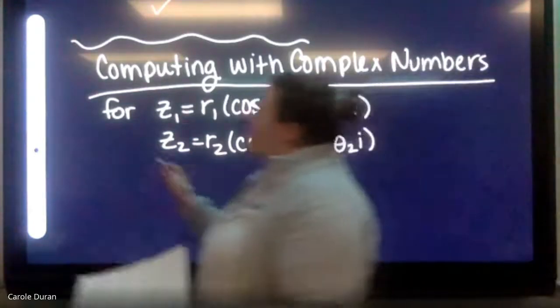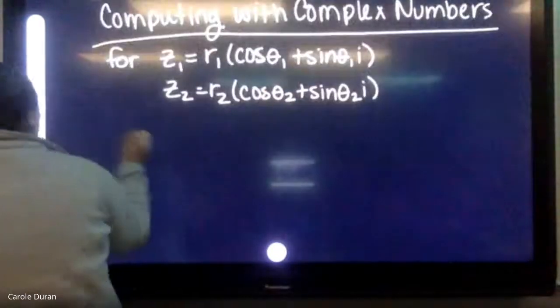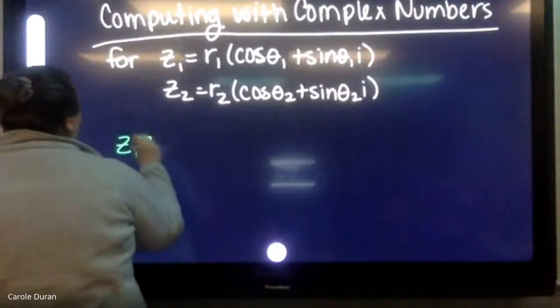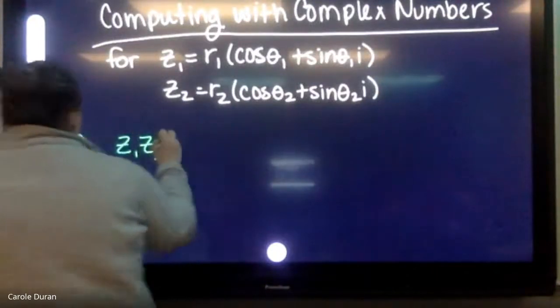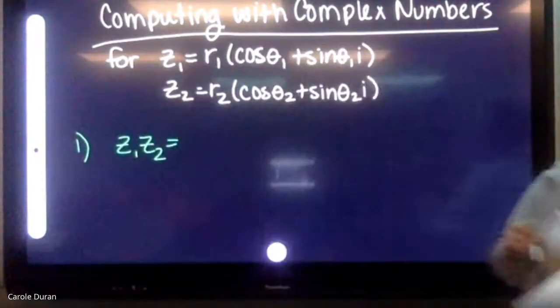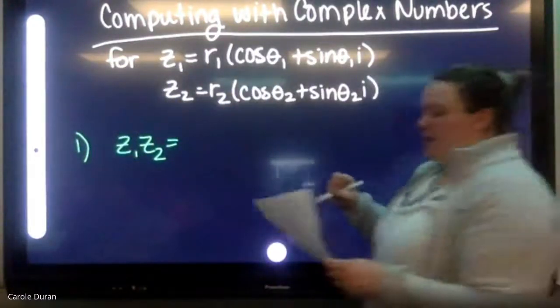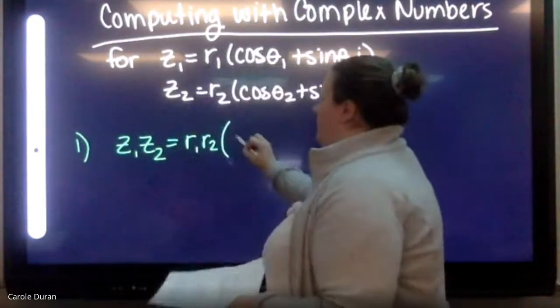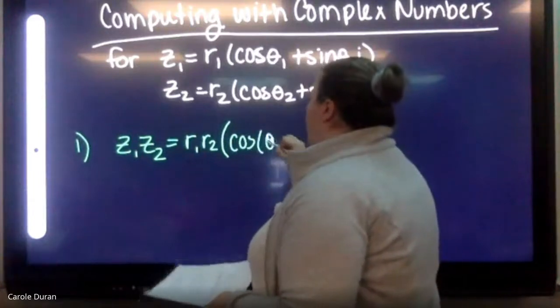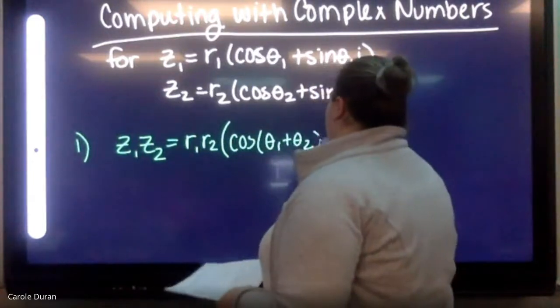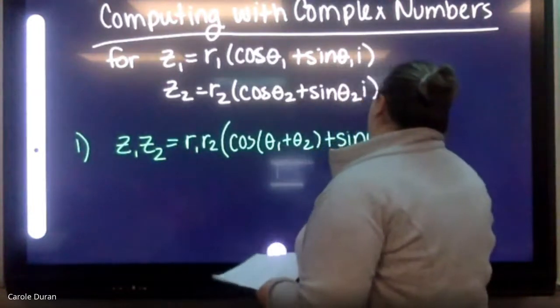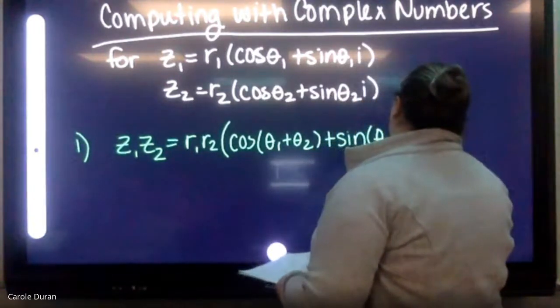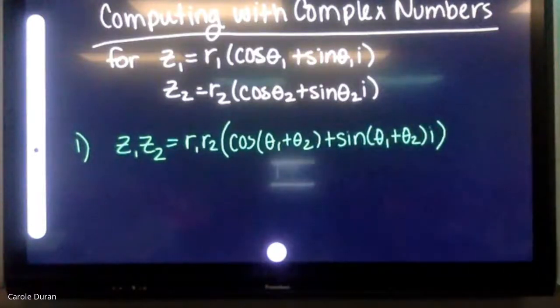So what happens when we multiply two of these complex numbers together? For example, if I wanted z1 times z2, the first thing we would do is multiply our two r values together times the cosine of my angles added together plus sine of my angles added together, i. That's what would happen if I multiplied together two complex numbers.